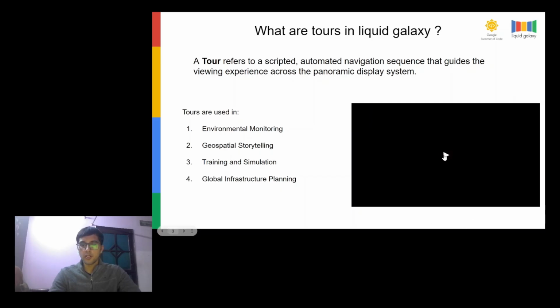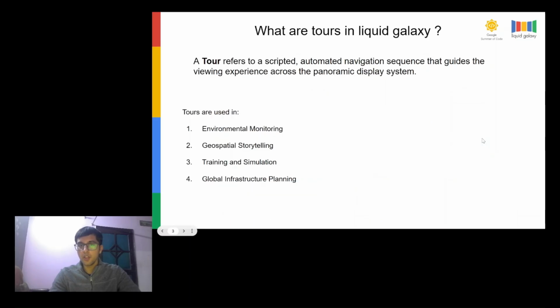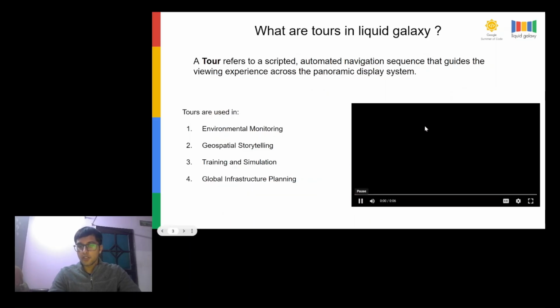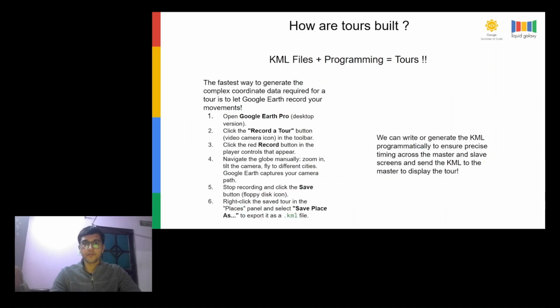So this is an example of a tour that I created for another task of Liquid Galaxy. Here I am just rotating around a 3D pyramid and showing it from different sides. Yes, here it is. But this is just a really small use case of what tours can do, and I'll later in the demonstration show what we can actually create using tours.